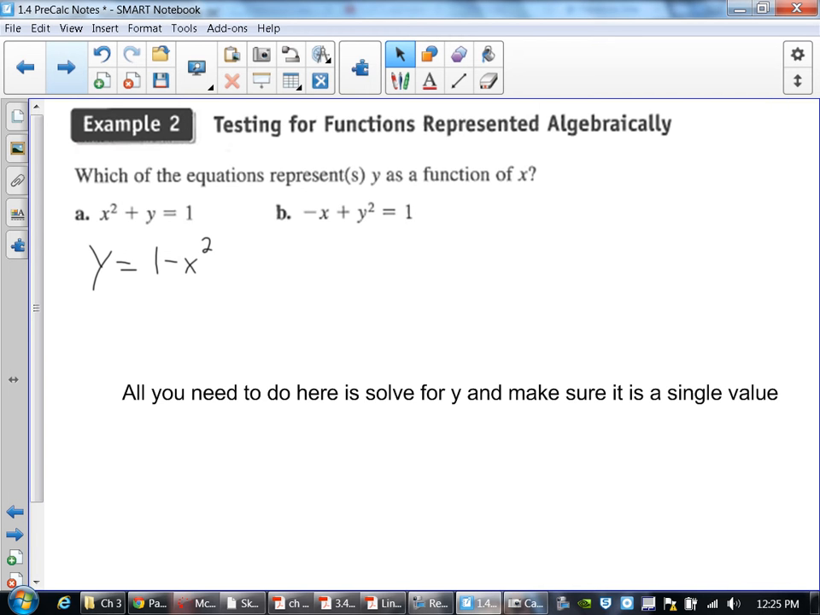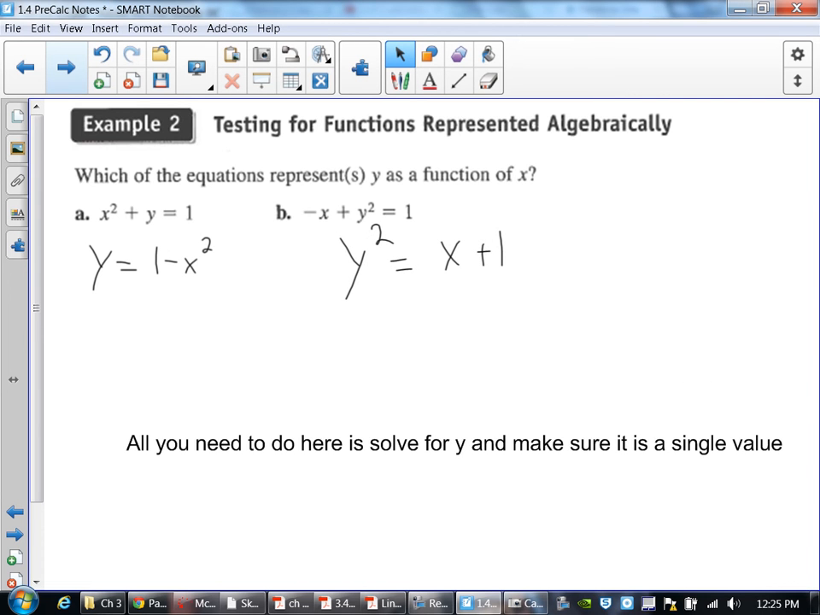Look what happens on the other one. The other one, you get y squared is x plus 1. But then you have to take the square root, right? What happens when you take the square root over an equal sign? That's where you get your plus minus. So here's your idea of y equals plus or minus the square root of x plus 1.